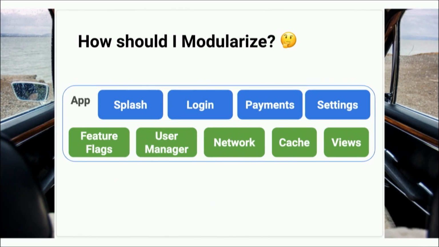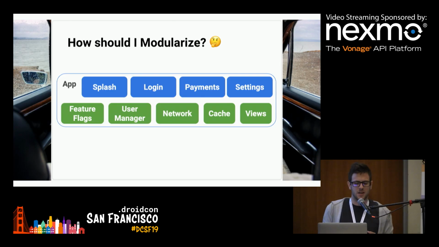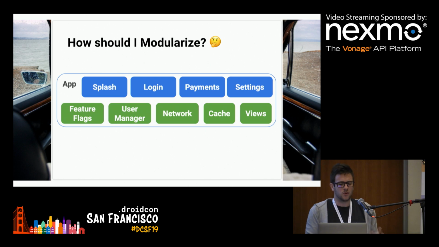We also have some feature flags that are fetched, let's say during the splash screen, some kind of user management, and our app probably also makes API calls to different services. So we have a network module that provides our OkHttp client and the Retrofit object. We also save data, so we'll also have a cache module. And to end with, we have common view components, like a design language library.